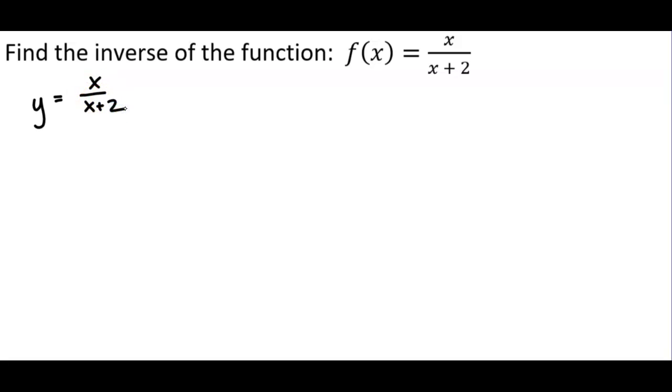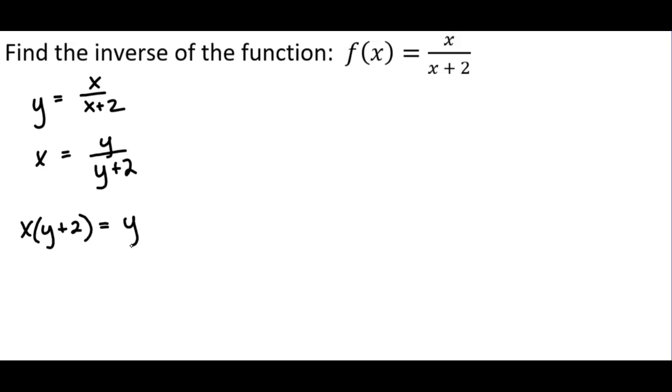And then we're going to switch the x and y. So x equals y over y plus 2. And then we have to solve for y. So the first thing we're going to do is multiply both sides by y plus 2. That's going to give us x times y plus 2 equals y. You can think of it as a proportion if you wanted to, but that's how it looks. And then the idea is we want to get y by itself.